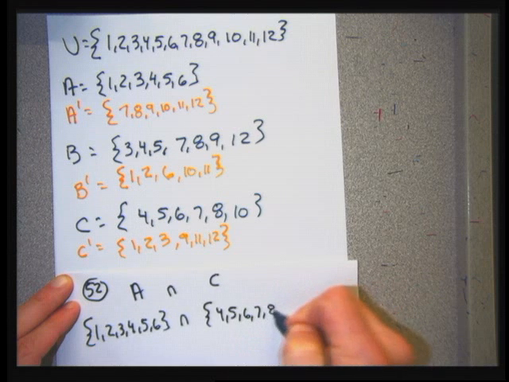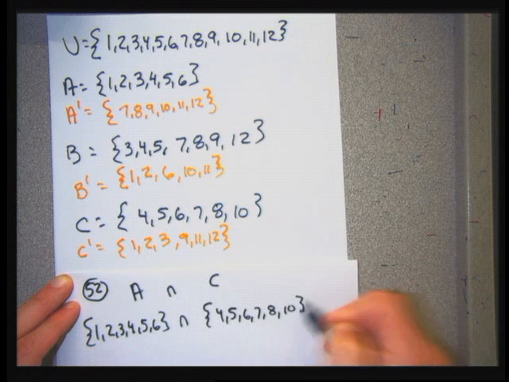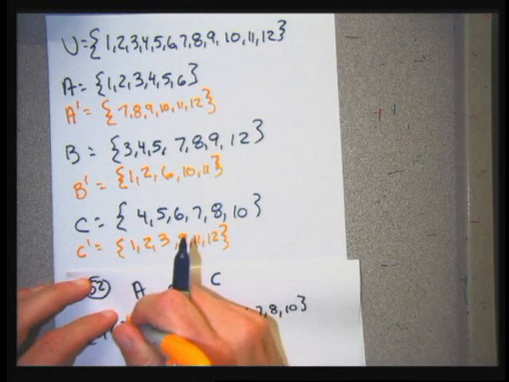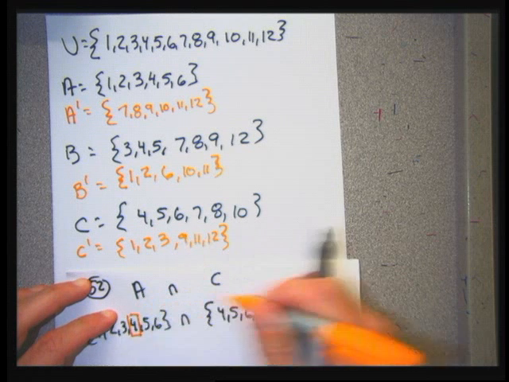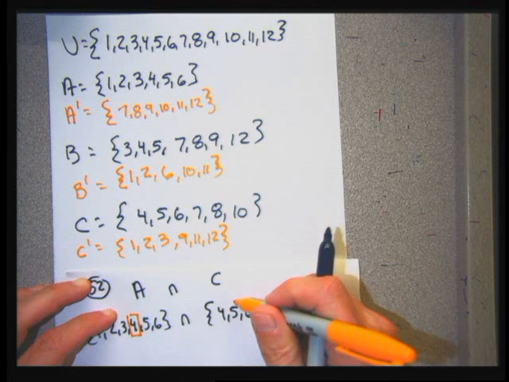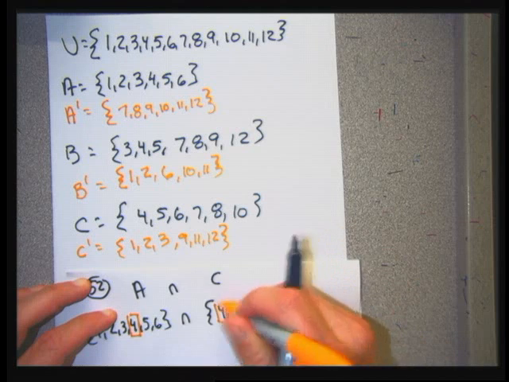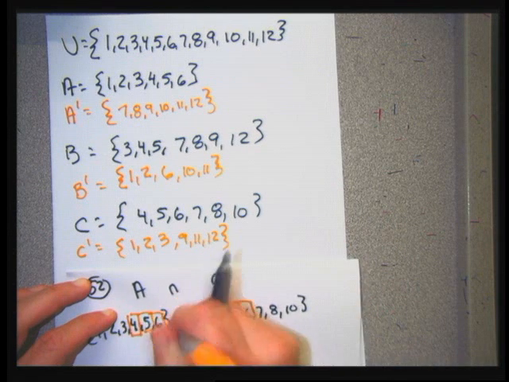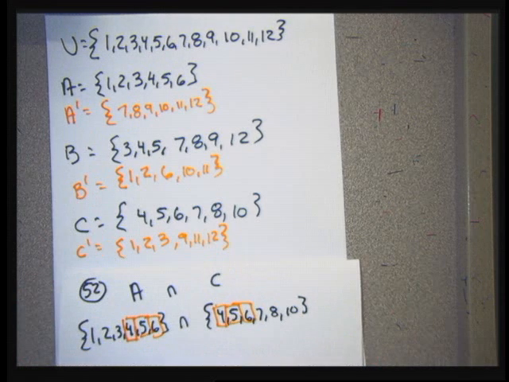And to intersect two sets, I'm going to find what those two sets have in common. So I wrote down the contents of A and the contents of C. And now, because I'm intersecting, I'm going to find out what the two sets have in common. I see that both sets have 4, both sets have 5, and both sets have 6. So the intersection of A and C would be the numbers 4, 5, and 6 because that's what they have in common.